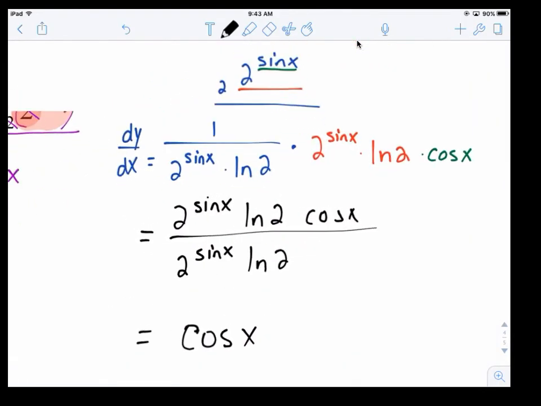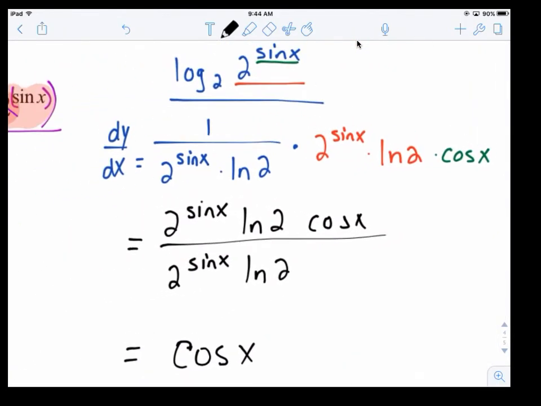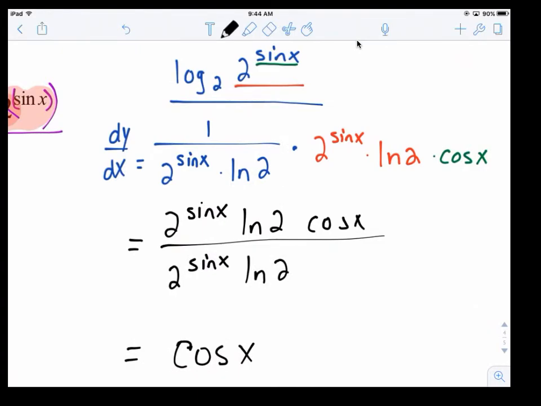Now, if we change this to be log base 3 of 2 to the sine of x, the only difference would be that this would be 1 over 2 to the sine of x times the ln of 3, times the derivative of that whole thing. So we wouldn't be able to cancel anything if this was base 3. We would just have to leave it like that.